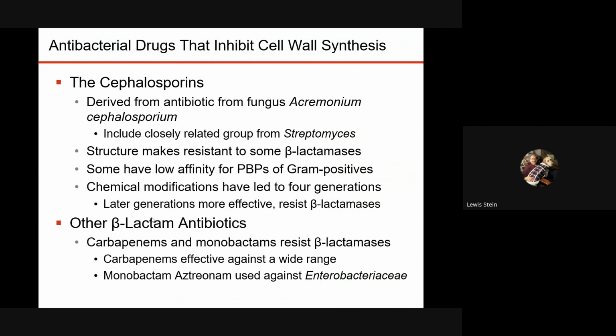So, derived from a different fungus or mold, more resistant to beta-lactamases, okay? Chemical modifications, there's a zillion, there are now 5 generations of these. So the later generations are more effective and resist beta-lactamases even more so, and they're even getting some advanced generations for MRSA that will work. So it's a really good category.